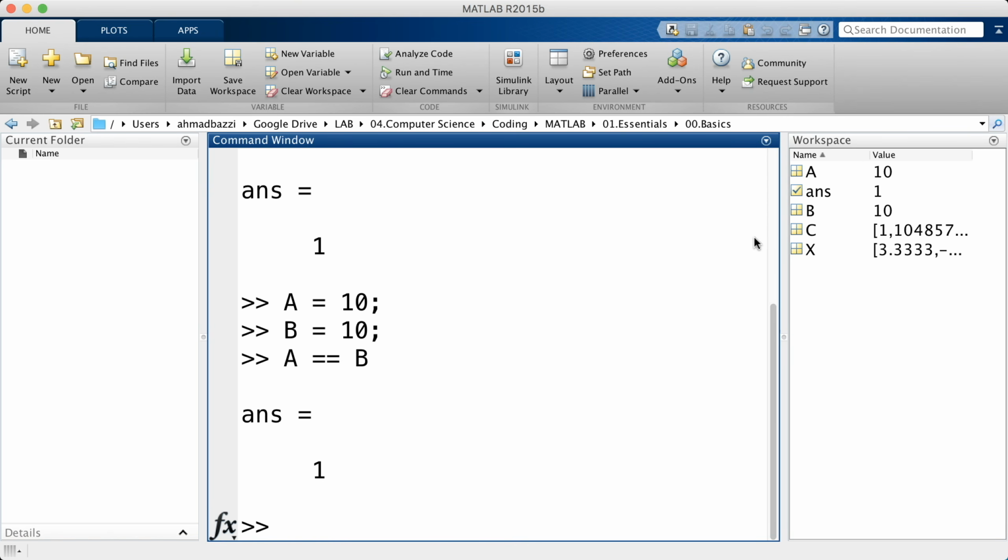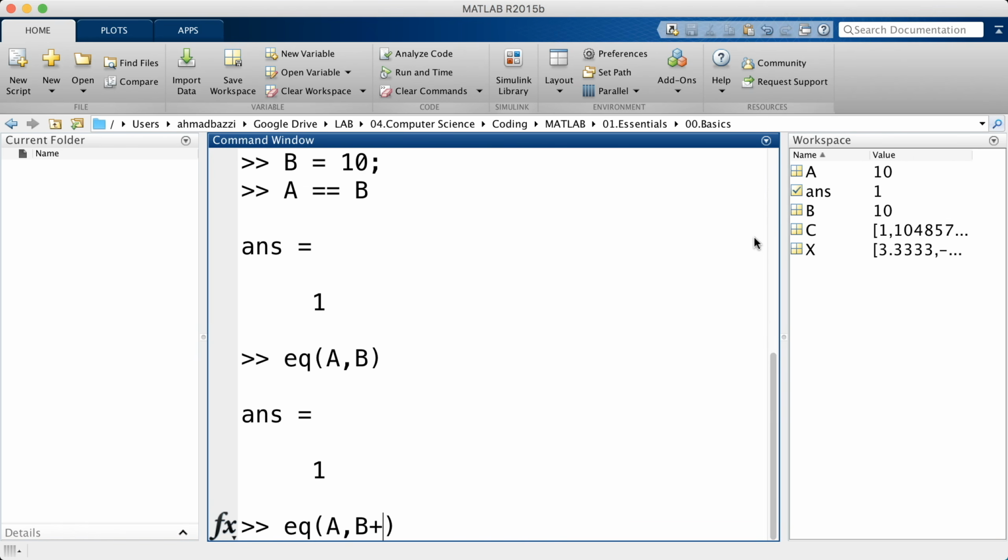You can do so using the EQ method. Are A and B equal? Yes. Is A equal to B plus 1? It's not. So there you go. You can also test for equality of characters. So A and A are equal, but A and B are not equal.